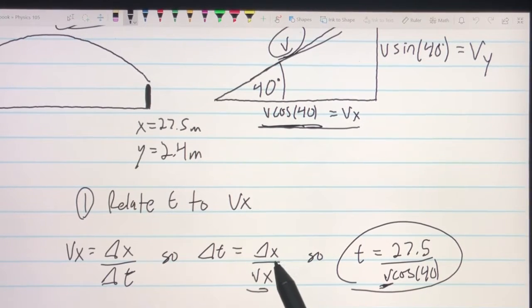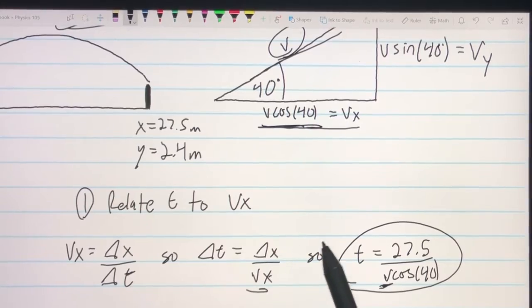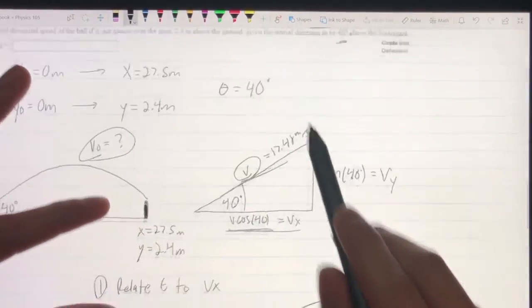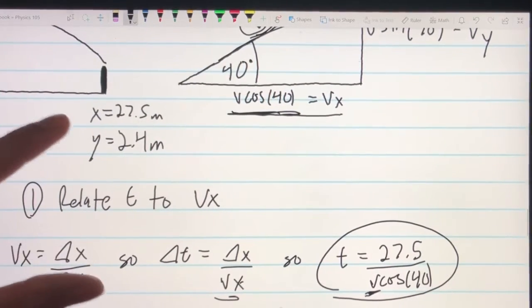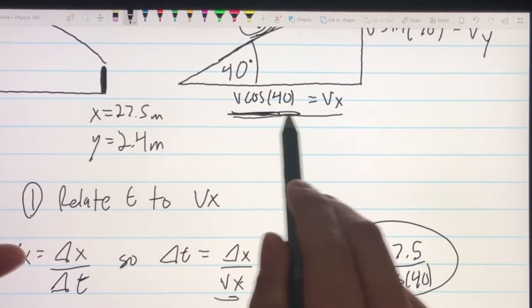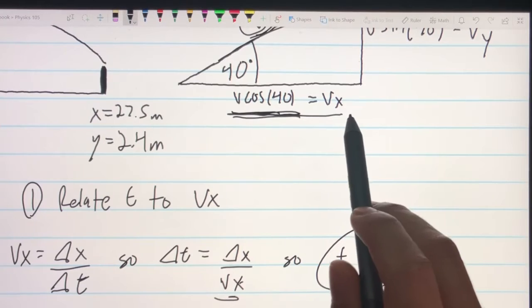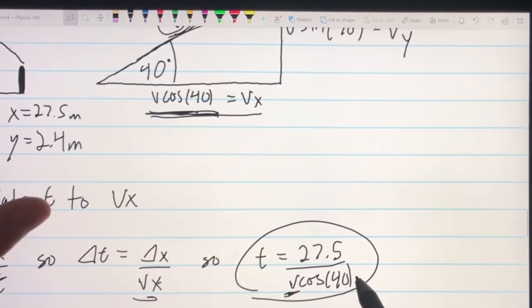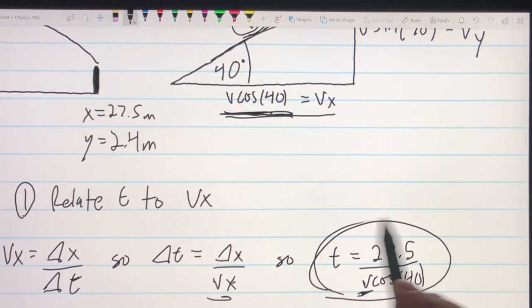And then we can plug in for these two things because we were given them. We know that the change in position on the x-axis is 27.5 meters. And then we also know from the trigonometry that the horizontal velocity is the same thing as velocity times cosine of 40. And so this is what we are going to use for t.